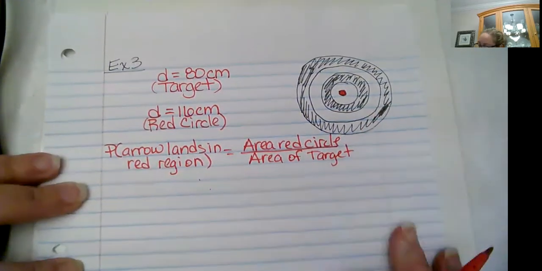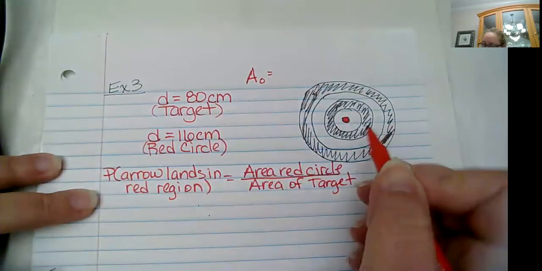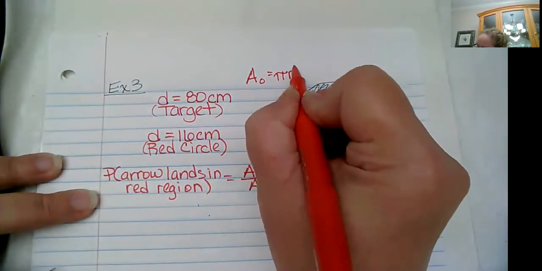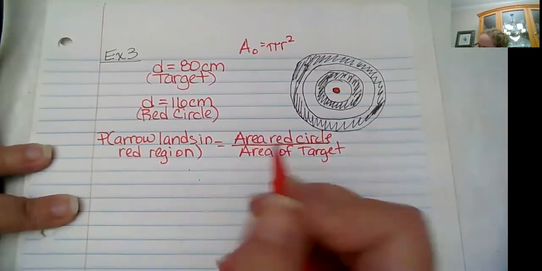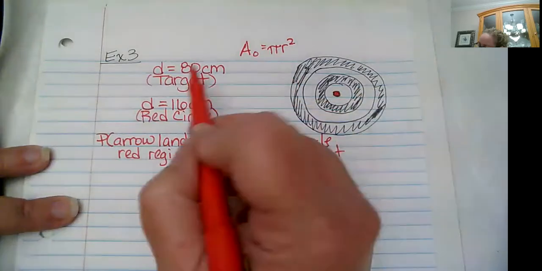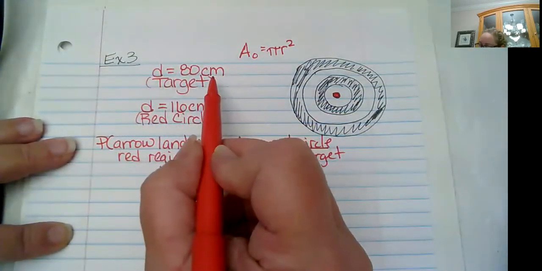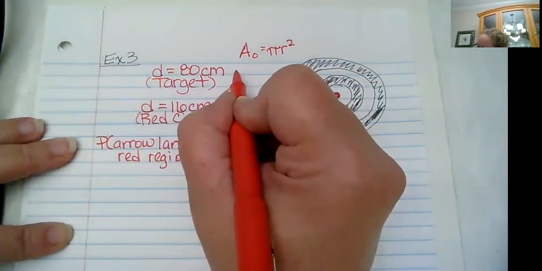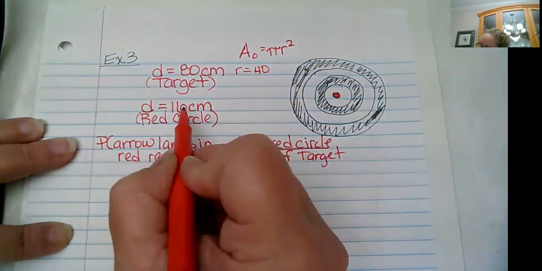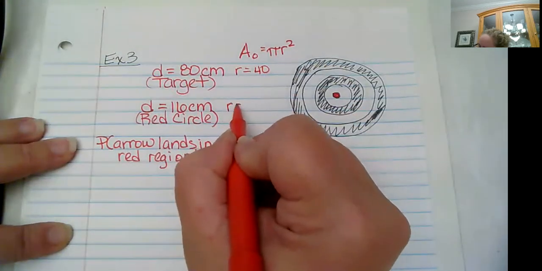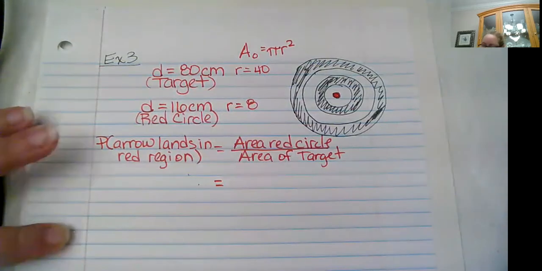Well, you have to know the area of a circle. So the area of a circle is equal to pi r squared. So we need that piece of information as well to help us. Now you need the radius. They have given us the diameters. So the relationship between the diameter and radius is you divide by 2. So the radius of the target is half of 80, which is 40. And then the radius of our red circle is half of 16, which is 8.